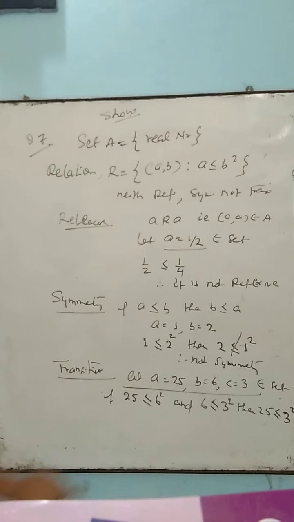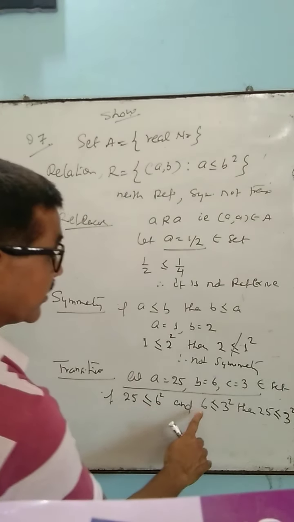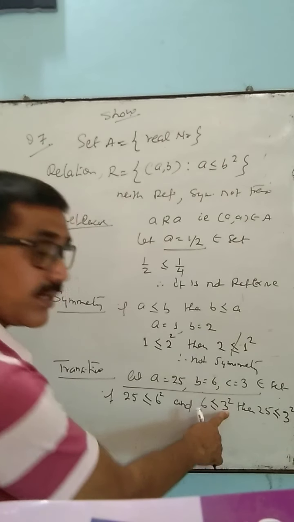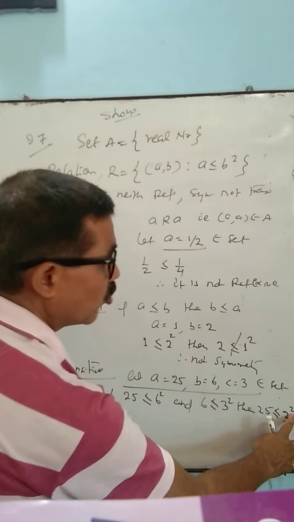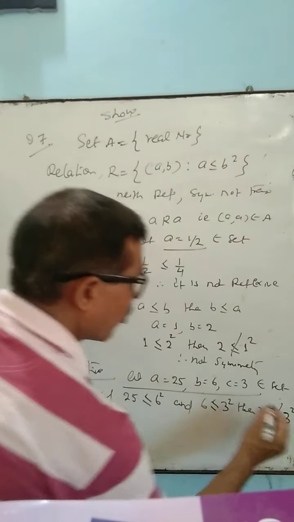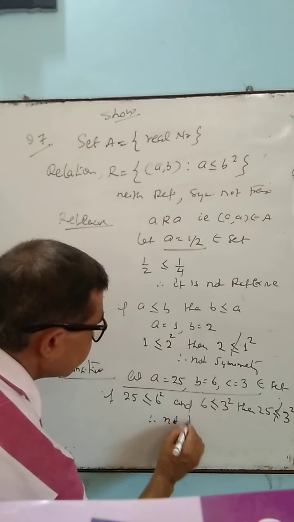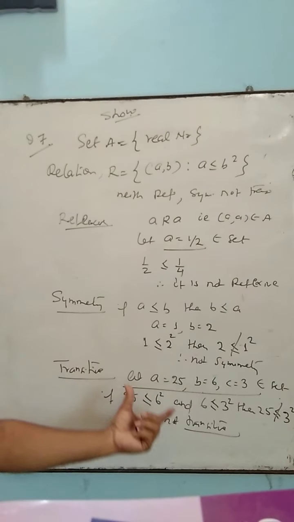समझ में आ गया सबको? ध्यान से देखिए. 25 is less than 36? Yes. 6 is less than 9? Yes. But whether 25 is less than 9? No. Whether 25 is equal to 9? No. So this is not true. Therefore, not transitive. So this was the proof required.